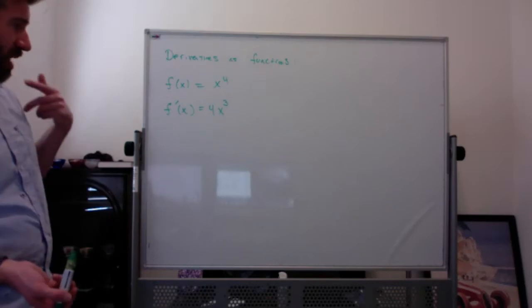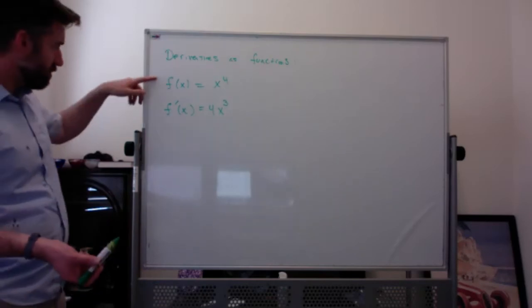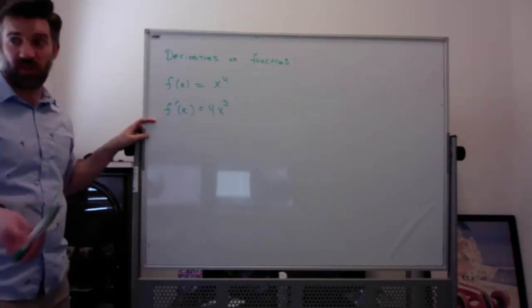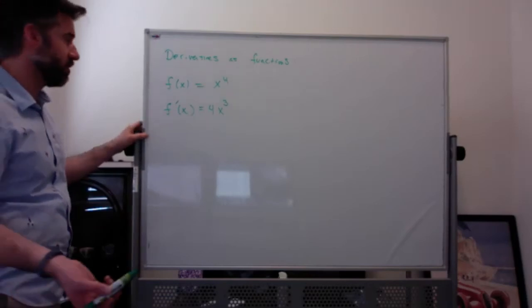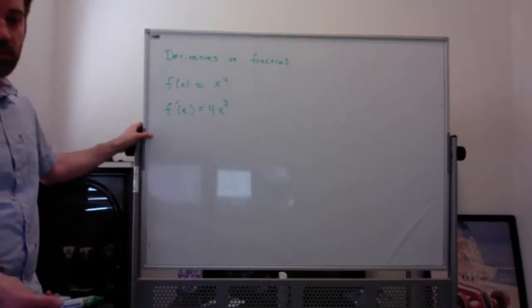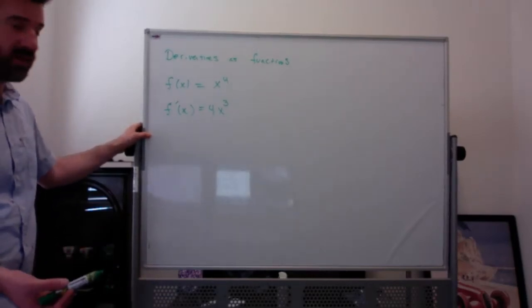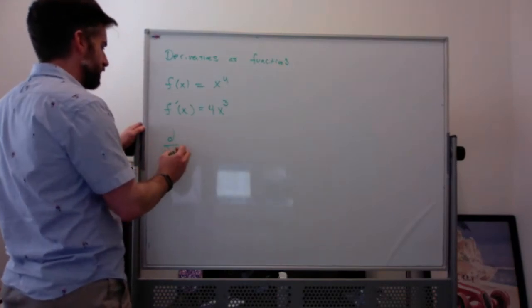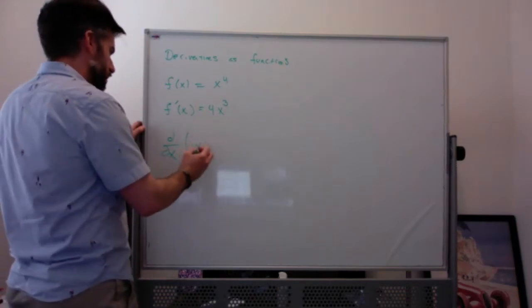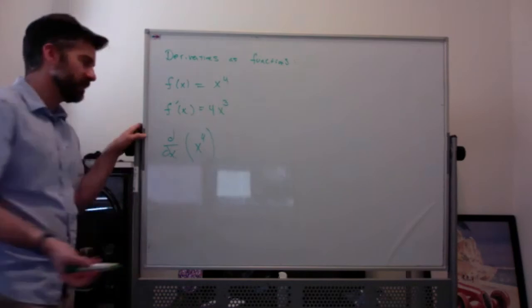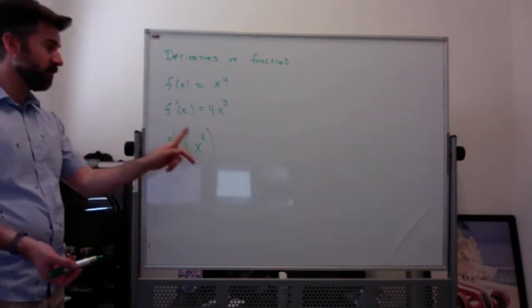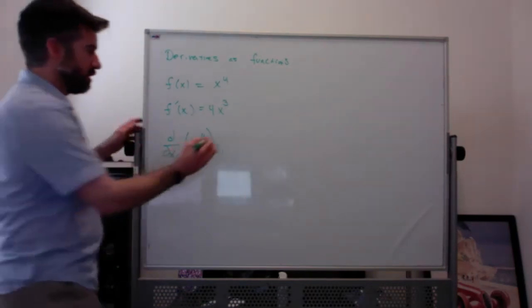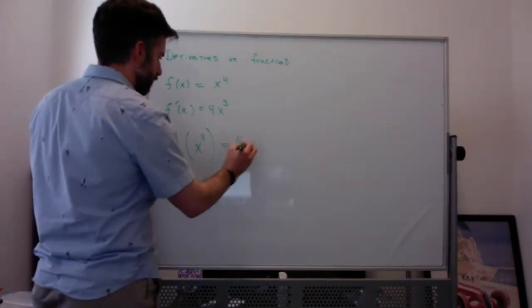Now there's a couple of ways of writing this. He doesn't seem to like writing it like this, which is perfectly fine. I don't love writing it like this either. The most efficient way most people like to write finding derivatives is to write d/dx of your function. What that means is find the derivative of x to the 4th. That's equal to 4x cubed.